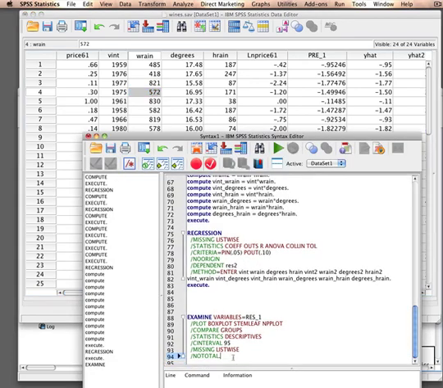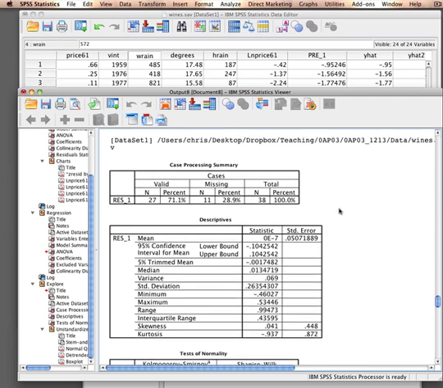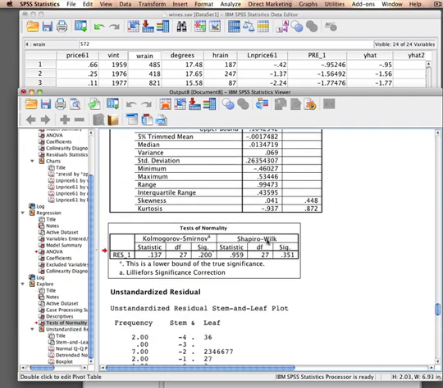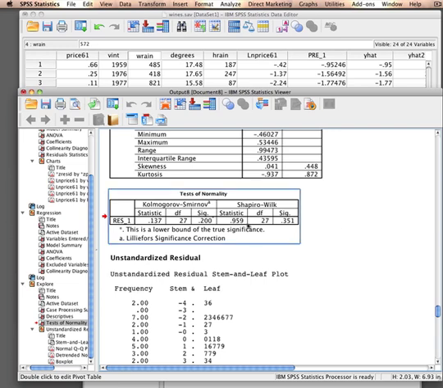This is what it looks like. You get a lot of stuff, not all of it you need. There you go. And here you get your test of normality. There are two actually.